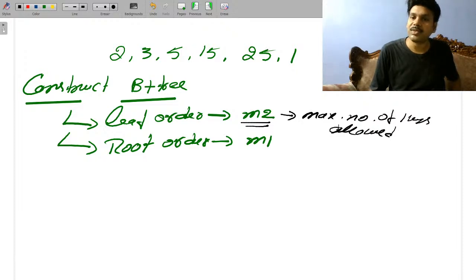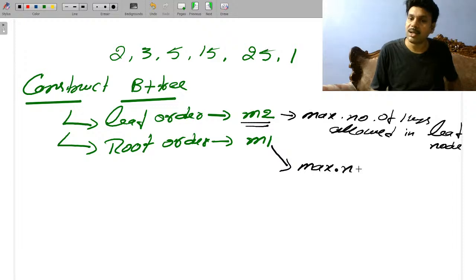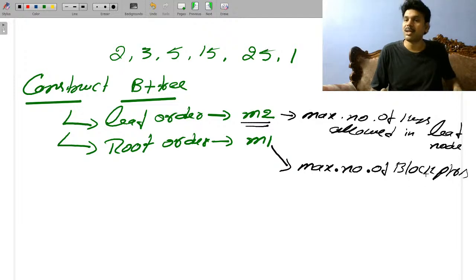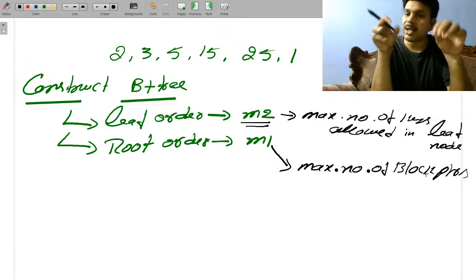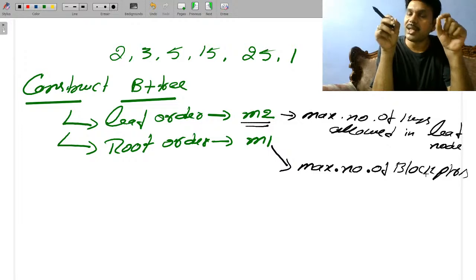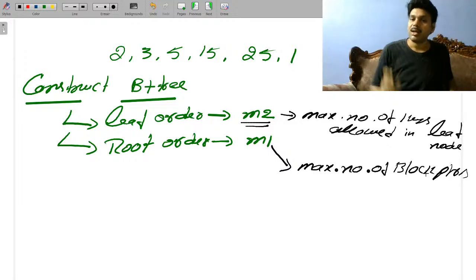Maximum number of keys allowed in a leaf node is observed. And this M1, as usual, what is that? Maximum number of block pointers. This is common in B tree and B plus tree. The common structure of B tree and B plus tree has only these block pointers and keys. This is the common part. Okay.